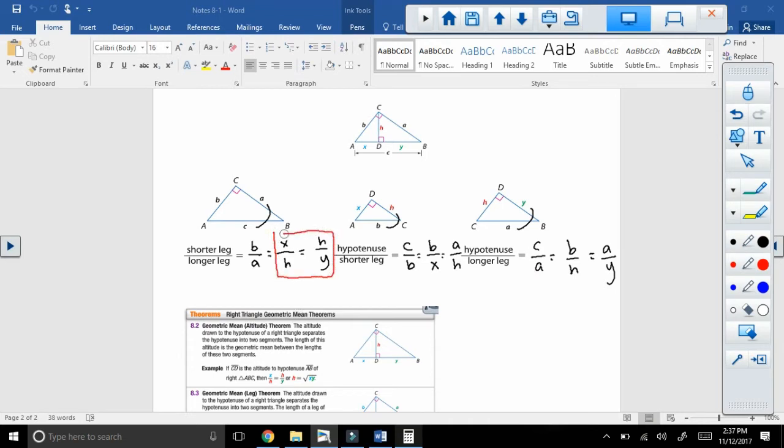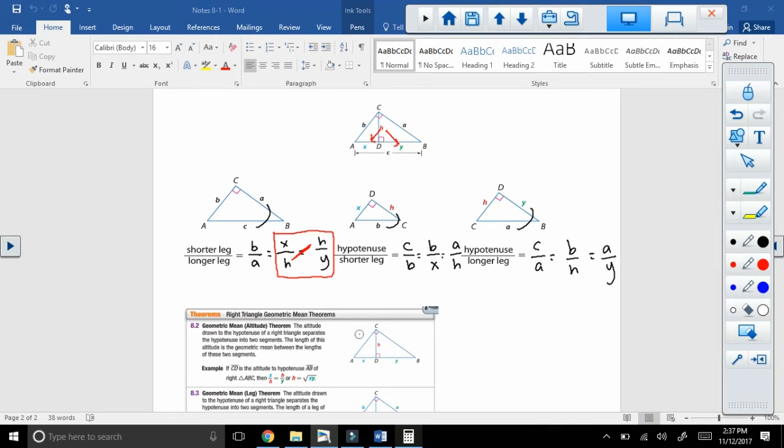So for this first one, hopefully you can tell if you put a box or a circle around this, H is in the same position. So this here will be the geometric mean. Looking back to this picture, this H is the geometric mean of Y and Z. And that is our first of these two theorems.